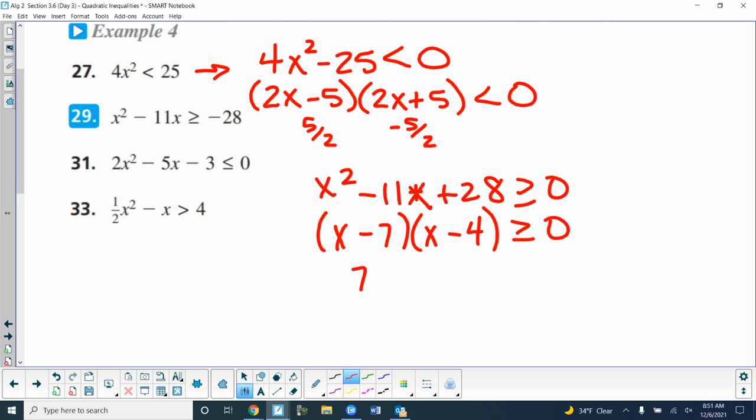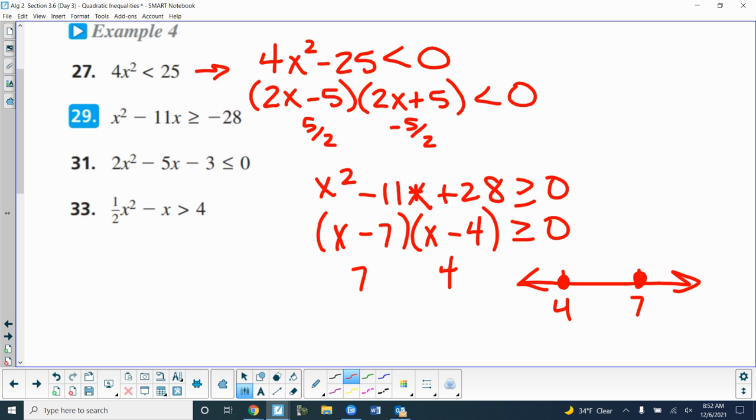So my two critical values are 7 and 4. And then again on my graph, you got 4 here, 7 here, and they'd be solid dots. Why? Greater than or equal to, right?